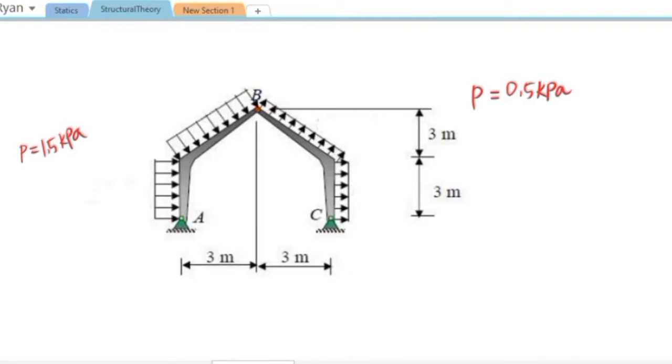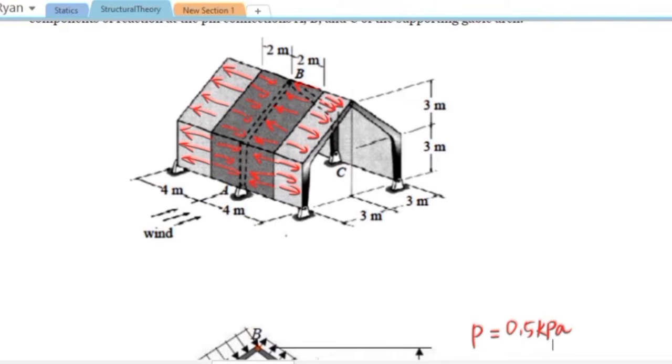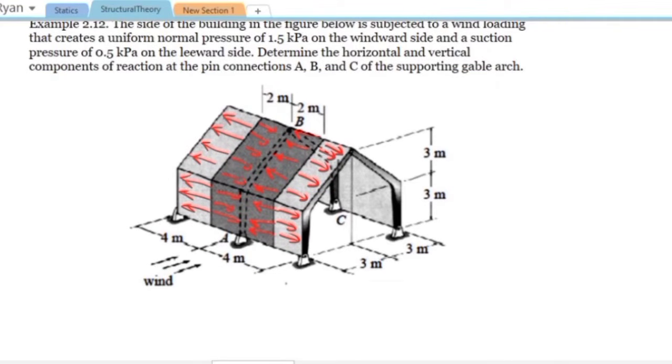So in order for us to compute for the magnitude of the uniformly distributed load on the windward side, what we have to do is titingnan natin dito anong width ba yung kinakarga nung member AB and the member BC. We have here 4 kilonewton span, so meaning half of the load will be carried nung end support sa kabila and half of the load will be carried ng support dito sa kabilang side. So meaning the total length na kakargahin ng member AB and the member BC is equal to 4 meters.